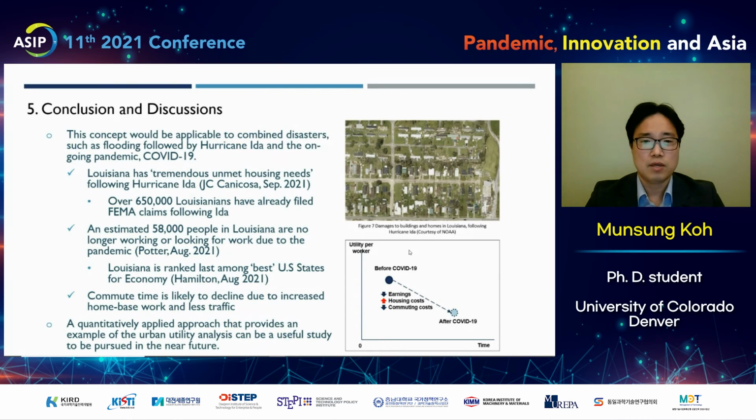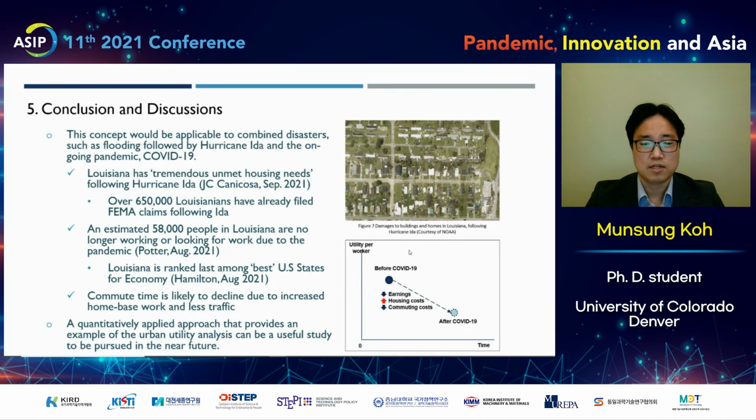In some cases, multiple disasters happen at the same time. A good example would be the current ongoing pandemic of COVID-19, as well as Hurricane Ida in Louisiana state. I researched some newspapers showing that there was a significant change in the urban utility components in this region. Louisiana has tremendous unmet housing needs following Hurricane Ida. Over 650,000 Louisiana people have already filed assistance claims. And an estimated 58,000 people in Louisiana are no longer working because of the pandemic. Louisiana is probably a state affected a lot by COVID-19. Commute time is also likely to decline because there is increased home-based work and less traffic on the road.